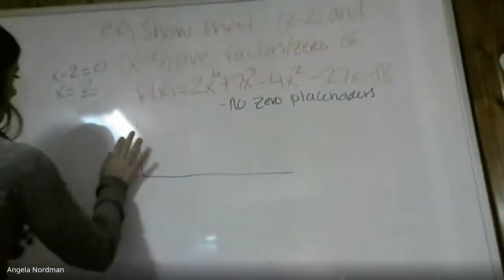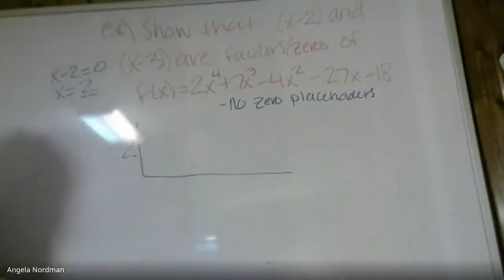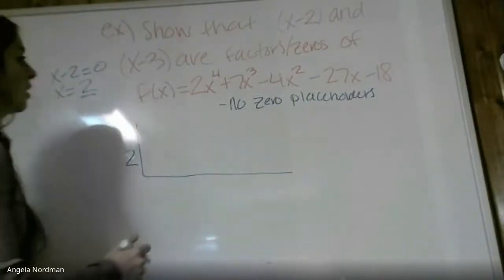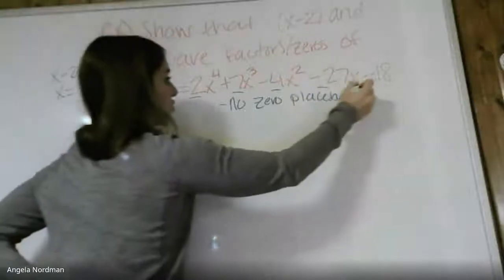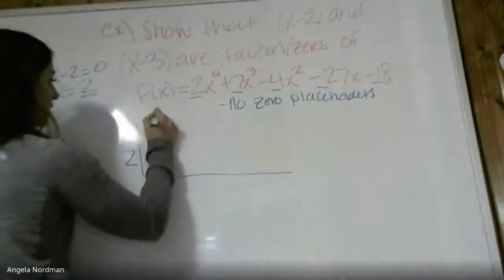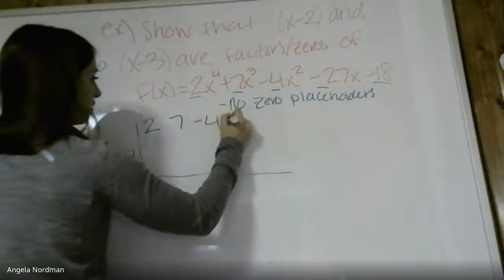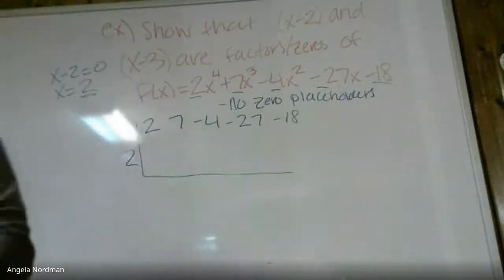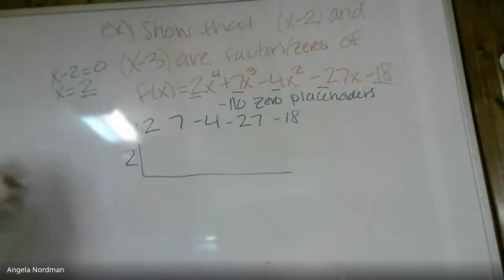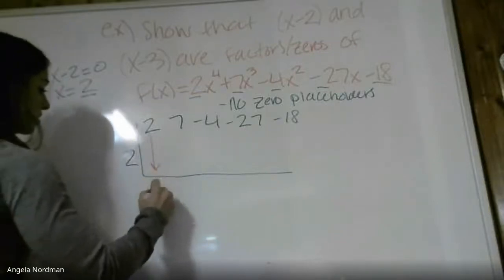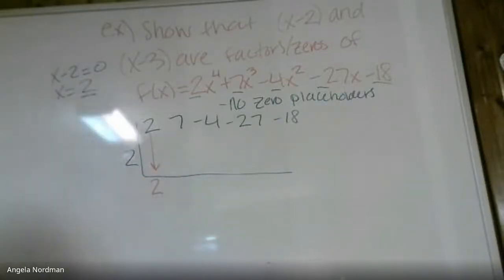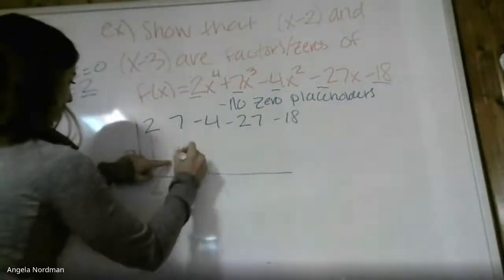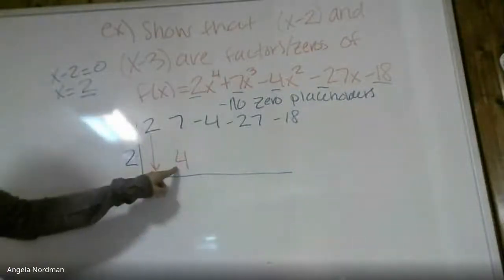I'm just going to move that down because you can't see that too. There you go. You can barely see it now. Now I take all of the coefficients and constant and line them up top. So 2, 7, -4, -27, and -18. We're going to start this off by always bringing that first number straight down. I do nothing with it, I just bring it straight down. Now I take these two numbers, multiply them together, put that product right here. 2 times 2 is 4.